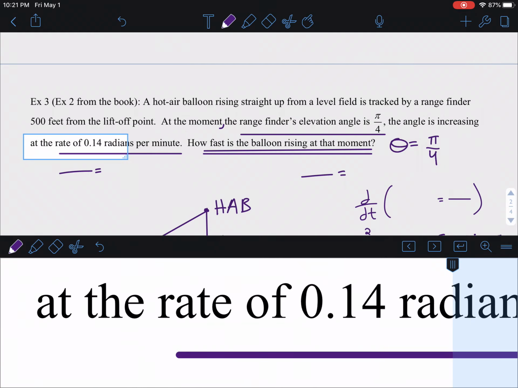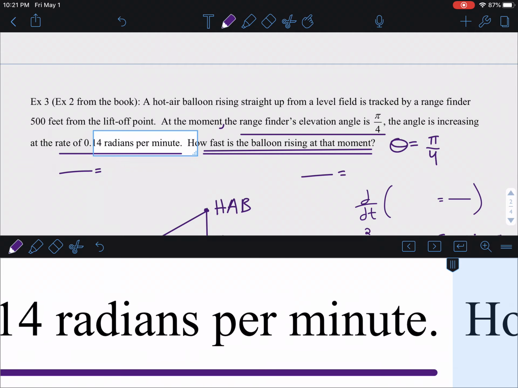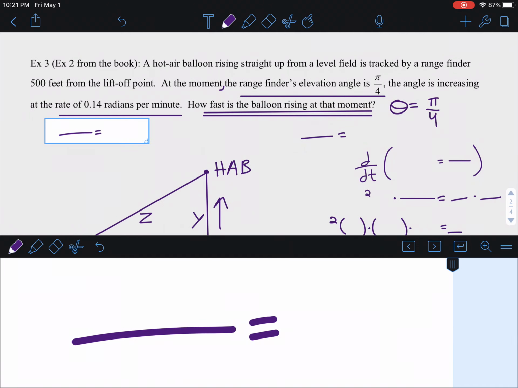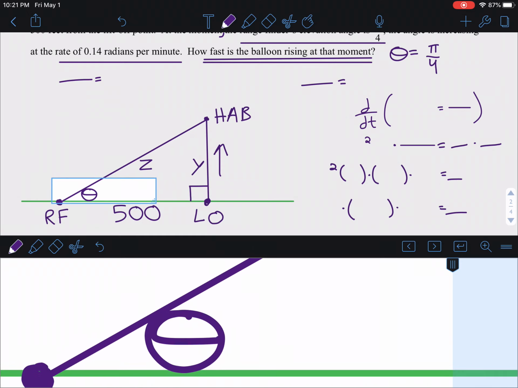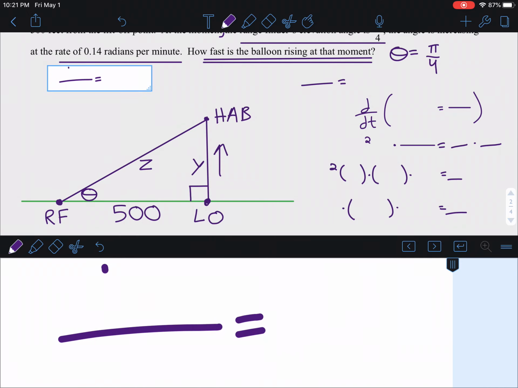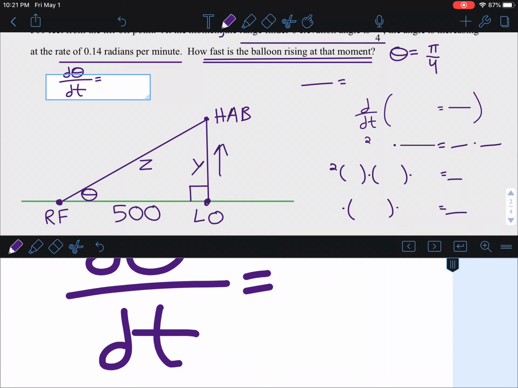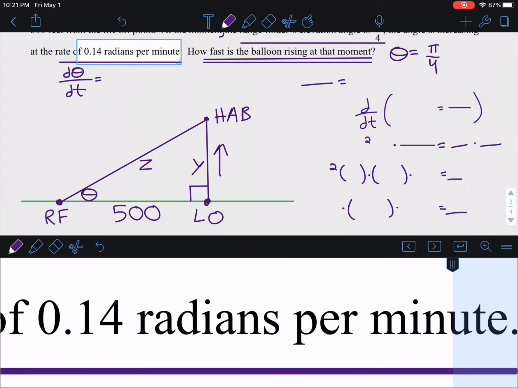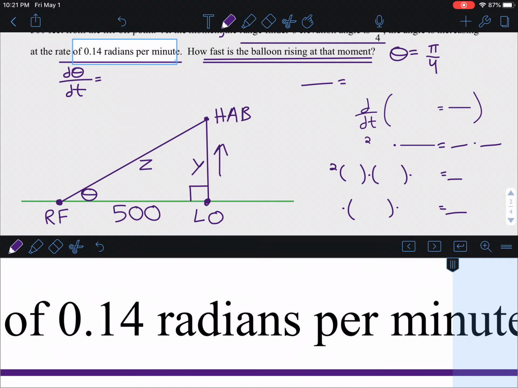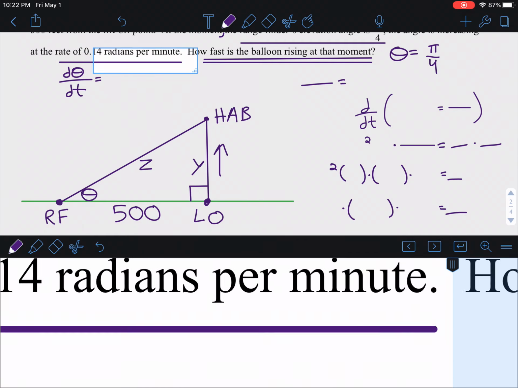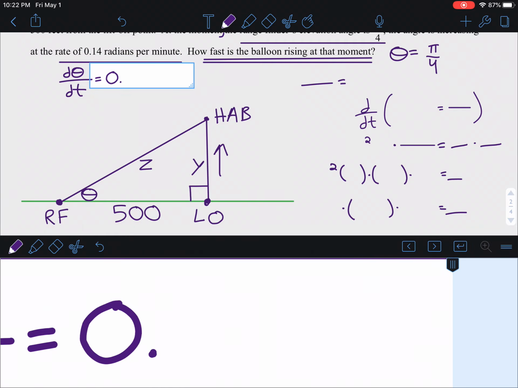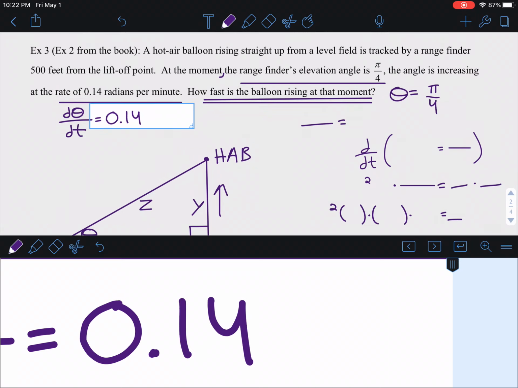The angle is increasing at a rate of 0.14 radians per minute. Now, this is also important, right? Because we're talking about this angle theta, so this is now the rate of change of theta, d theta dt. Remember, all calculus is done in radians. Radians per minute is 0.14. Okay, so there is a rate.